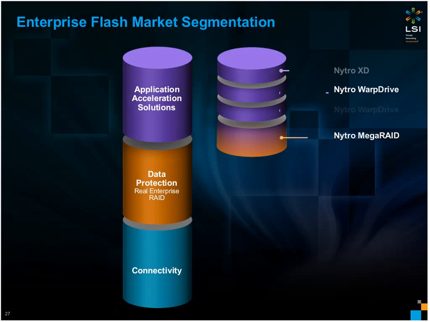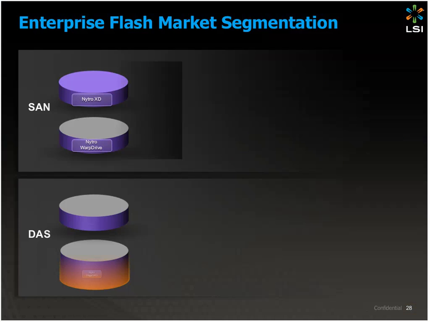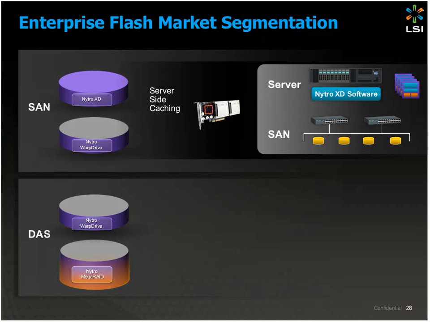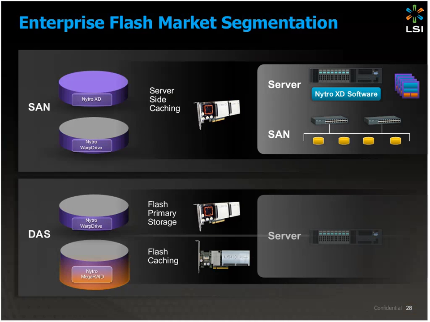We segment our controllers very simply. We have Nytro Megarate, which is HDD flash. We have Nytro Warp Drive, which is primary storage. And then we have Warp Drive XD, which is caching capabilities. DAS acceleration with Nytro Megarate or Nytro Warp Drive. You could use a Nytro Warp Drive as a replacement for disk if you choose, and some environments can absorb that cost just due to the benefits of the low latency, high performance.